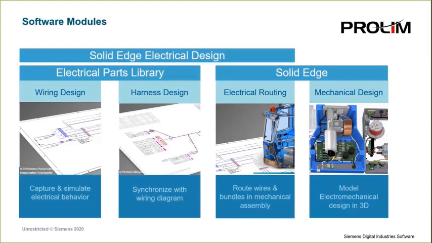That's the piece of that MCAD environment that allows us to route wires in the assembly, but more importantly, to exchange the information from the electrical systems tools. So Solid Edge MCAD on the right can exchange information back and forth between wiring design and harness design. And I'm going to show that to you in my demonstration here today. So those are the software modules when we think of Solid Edge wiring and harness design.